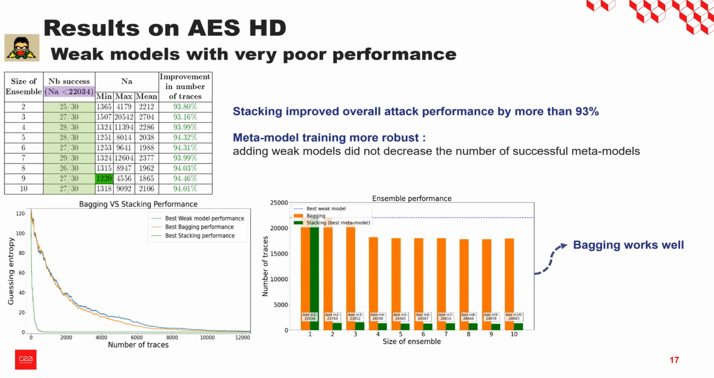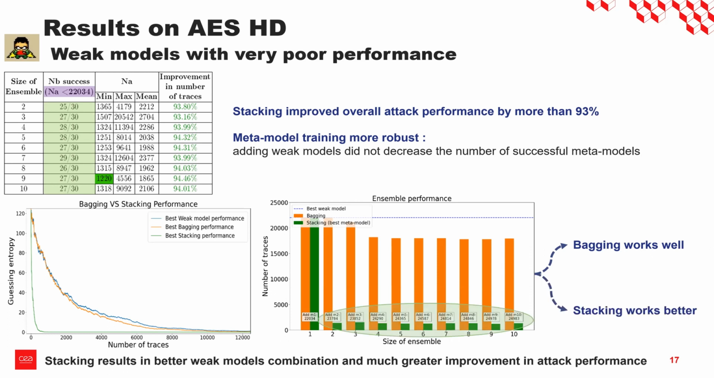Now, if we compare bagging and stacking ensemble for each ensemble size, it is interesting to observe that on this dataset, bagging aggregation works well because there is no performance gap or lack of diversity problem. However, we notice that the bagging improvement is limited by the poor performance of the weak models. On the other hand, stacking aggregation works better and results in a better weak model combination and much greater improvement in attack performance for all ensemble sizes.